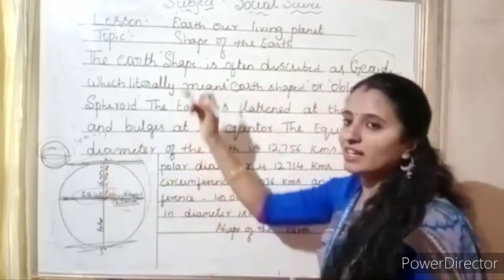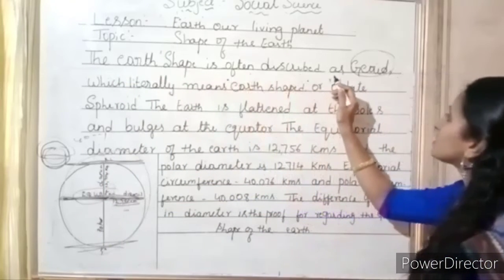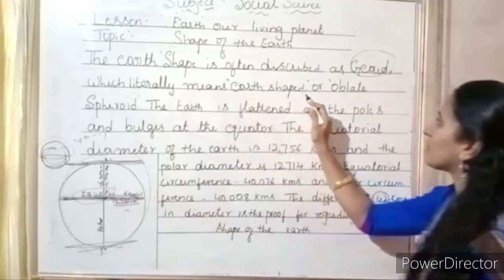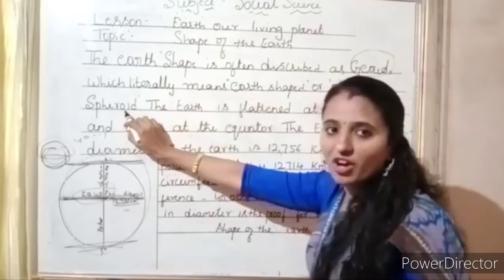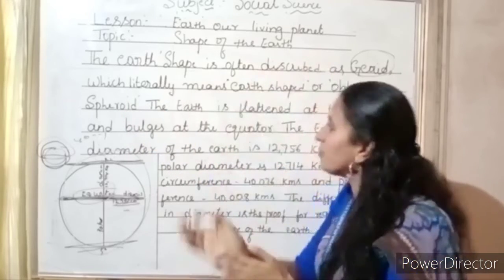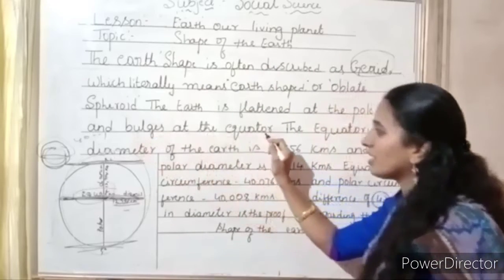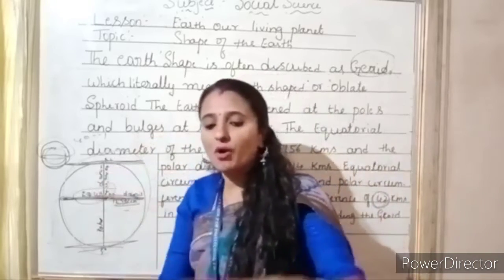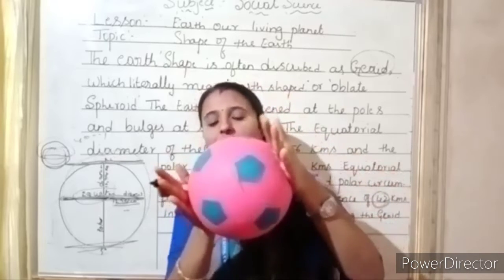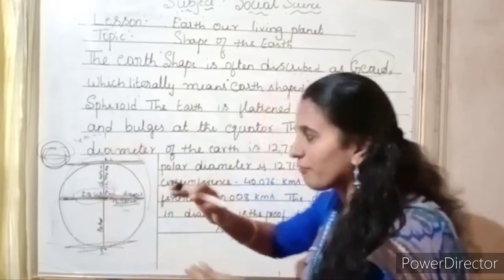Let me say once again, I'll repeat once again. The Earth's shape is often described as geoid, which literally means earth-shaped, or an oblate sphere. Already the Earth is not flat, it is already a geoid shape. How is it a geoid shape? The Earth is flattened at the poles and bulges at the equator. In the board you can see that at the poles it is flat, but in the middle at the equator it is a bulge. This is a bulge and this one is flattened.